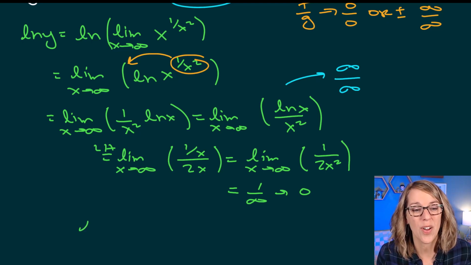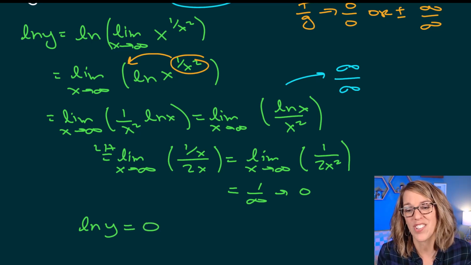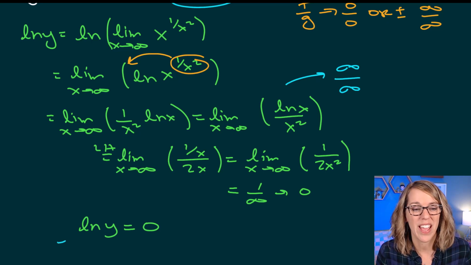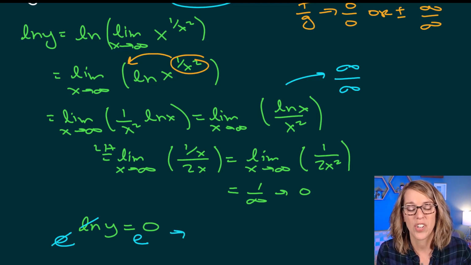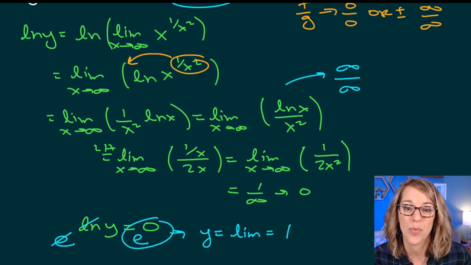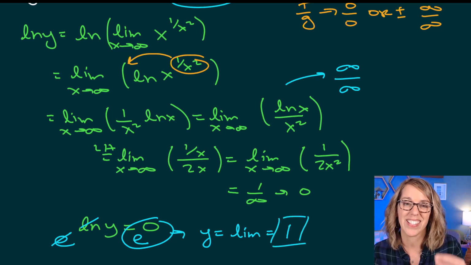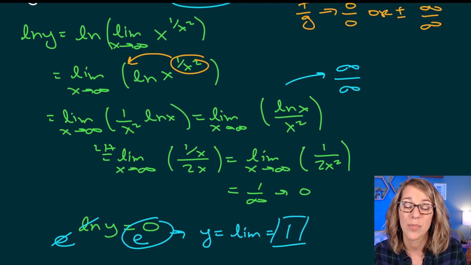What goes to 0 is the natural log of y. Y was the original limit. So I need to exponentiate both sides here. So I'm going to exponentiate both sides base e. I can cancel off the e and the natural log, which tells me that y, which was my original limit, is equal to e to the 0, and e to the 0 is equal to 1. So the limit as x approaches infinity of x to the 1 over x squared is equal to 1.